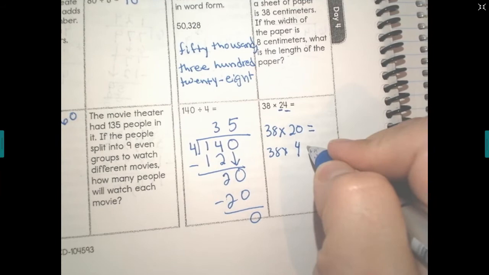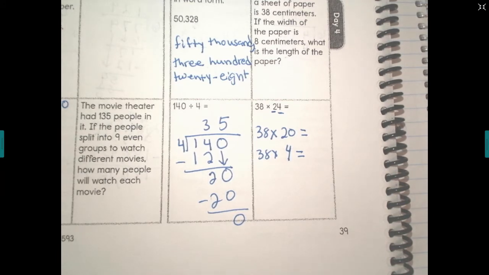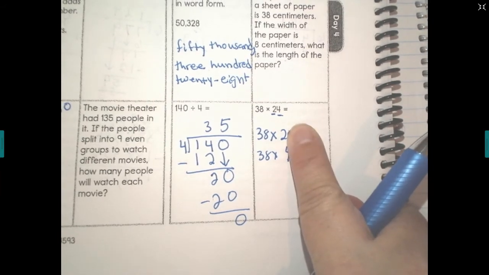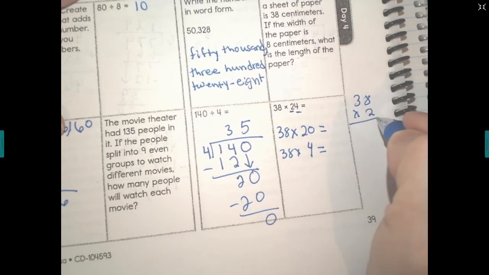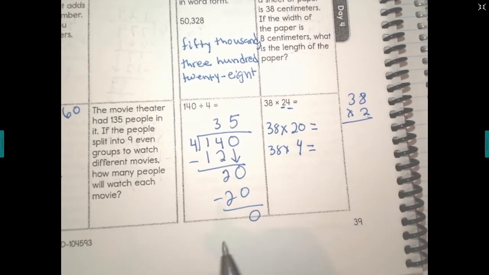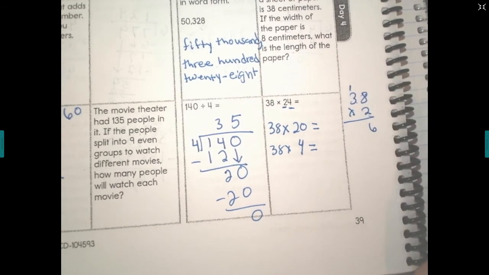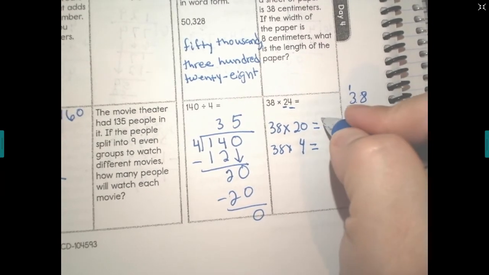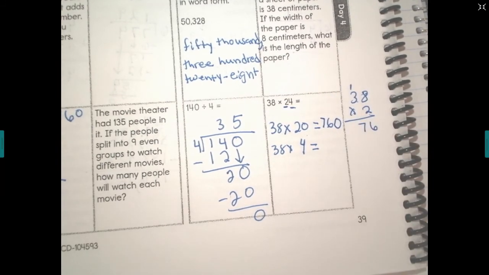All right, so I've got some work to do. I can't do 38 times 20 in my head super fast or 38 times 4 in my head, but I do know how to solve these problems. So I'm going to forget that this has a 0 on it for just a second, and I'm going to go over to the side and do 38 times 2. All right, 2 times 8 is 16. Carry my 1. 2 times 3 is 6 plus 1 is 7. So I got the answer 76, but don't forget to add that 0 back on.